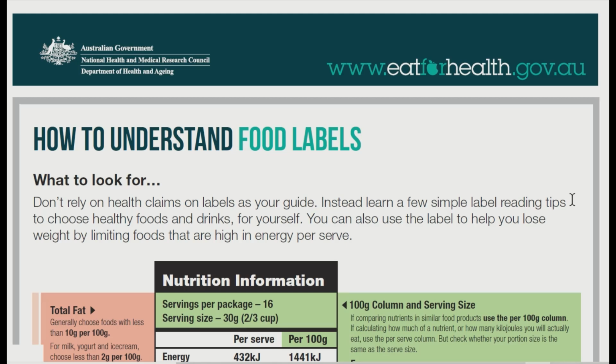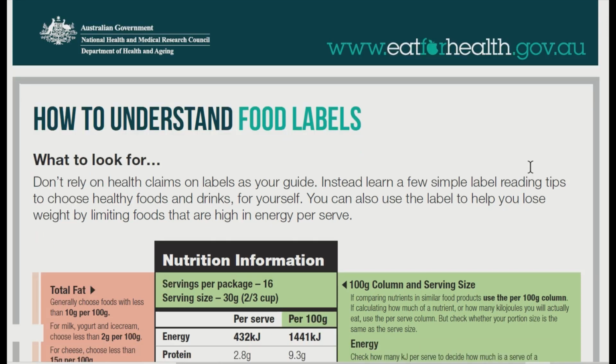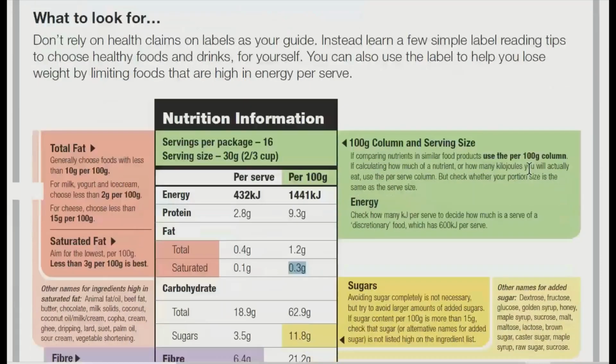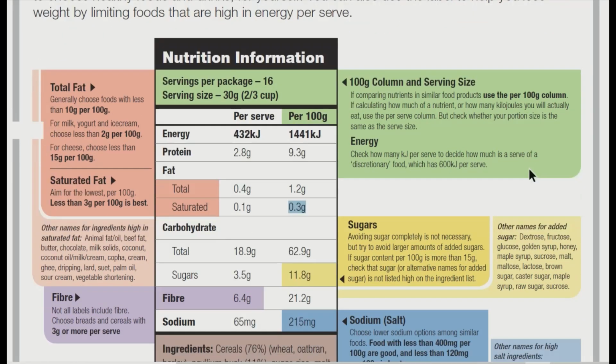Today I'd like to show you the Eat for Health guide about how to understand food labels. When we're looking at food labels, it's really important to be able to compare food products fairly, that we look at the per 100 gram column rather than the per serve.